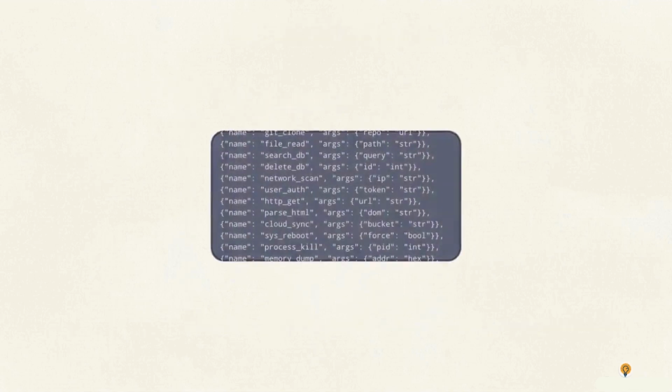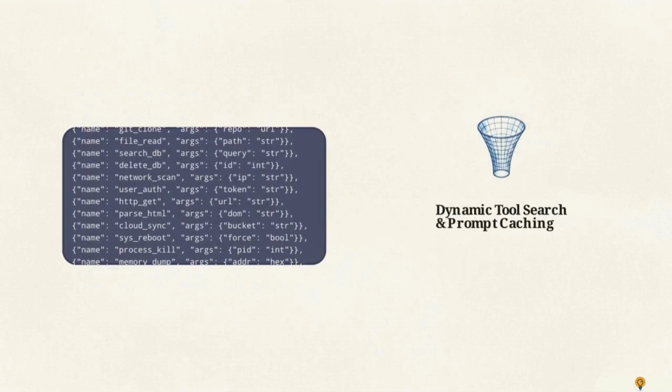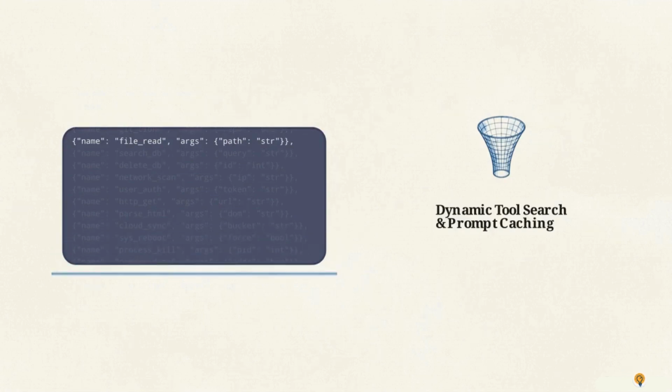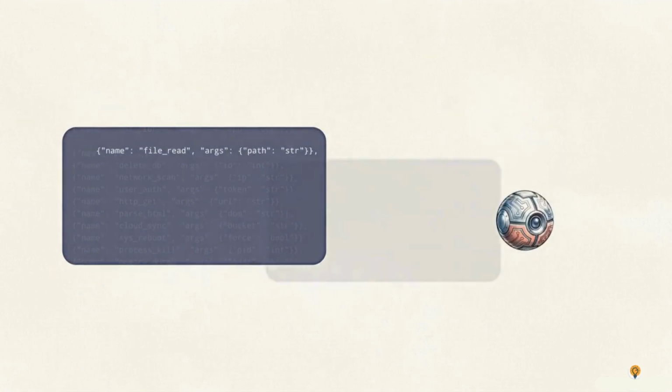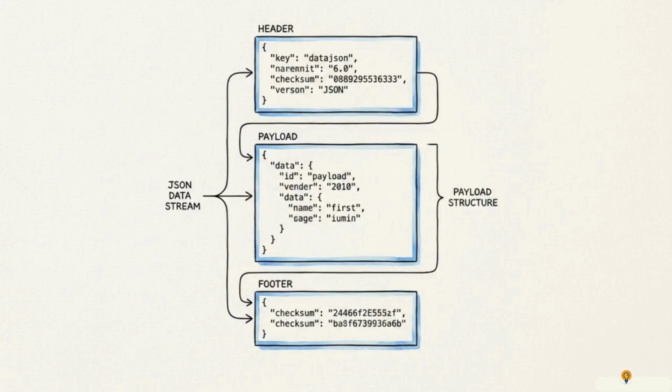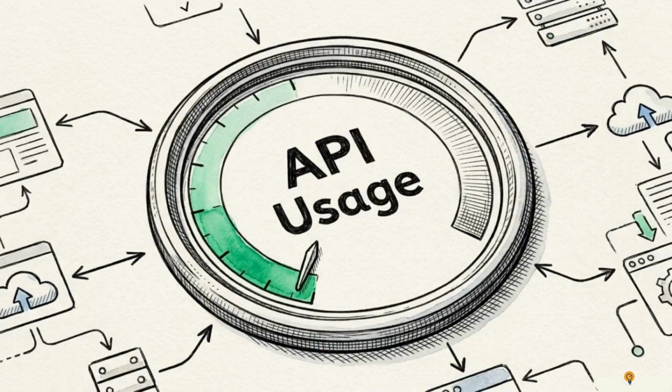To solve this financial drain, OpenClaw implements dynamic tool search and prompt caching. Instead of injecting every possible instruction into the system prompt at once, it filters and fetches only the specific tool schemas required for the immediate task. Loading tools lazily reduces the total number of input tokens sent to the model. This preserves the effective context window for actual reasoning while keeping API costs within a defined budget.